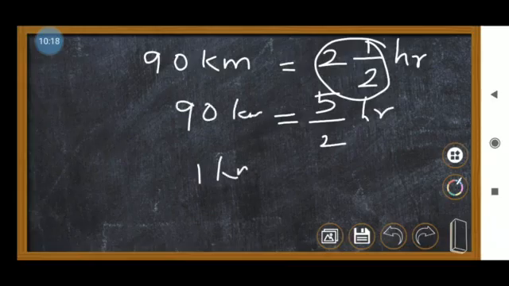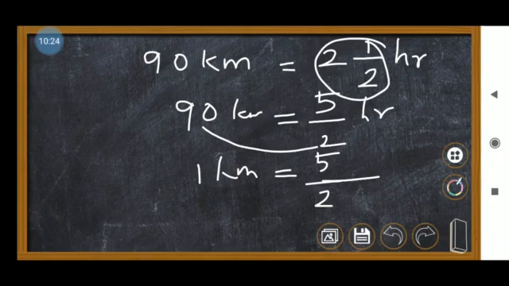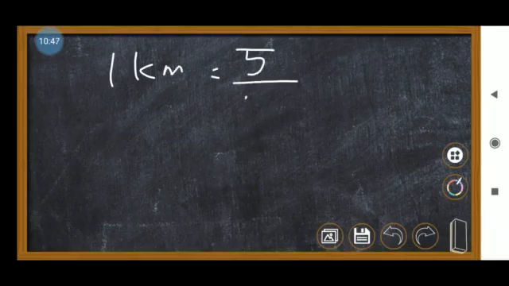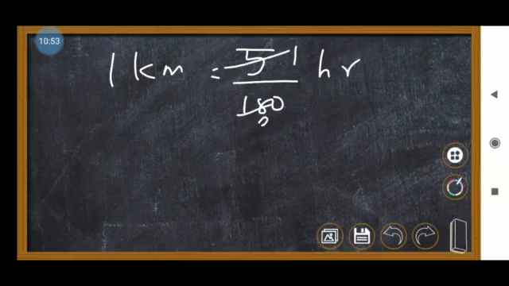So for 1 kilometer, how much time is required? It is 5 by 2, and the 90 comes down, meaning division, but it multiplies with the denominator. So 5 by 2 divided by 90 is 5 by 2 into 90, which is 5 by 180 hours for 1 kilometer. 5 by 180: 1 fives are 5, 3 fives are 15, 36 fives are 180, so 1 by 36 hours.